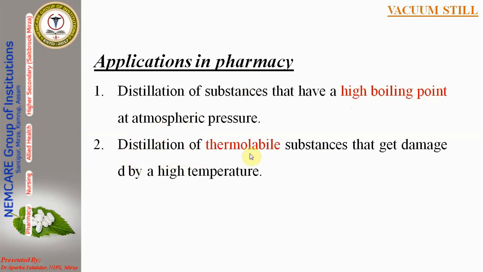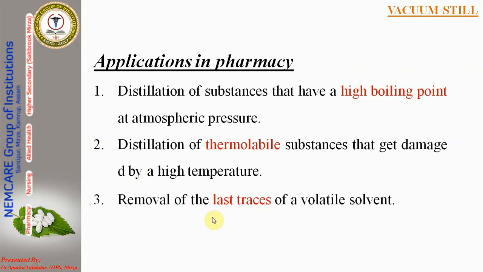Next one is distillation of thermolabile substances that get damaged by heat or temperature. Thermolabile substances are substances which get degraded because of high temperature. So substances that get degraded by the temperature of normal distillation can be distilled by this vacuum distillation, because the distillation process is going to start at a lower temperature itself. Next one, removal of trace amounts of volatile substances. In some samples, we can remove the trace amount of volatile substance from the sample by this vacuum distillation.